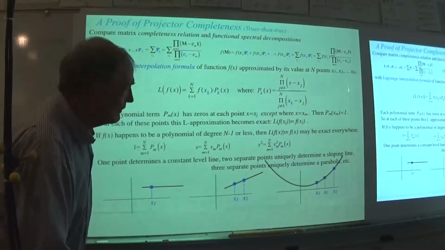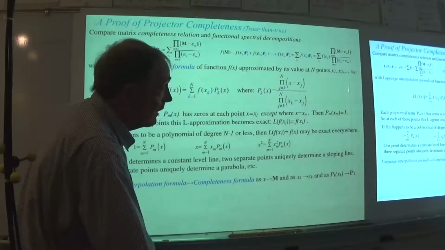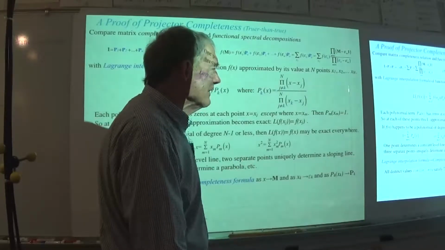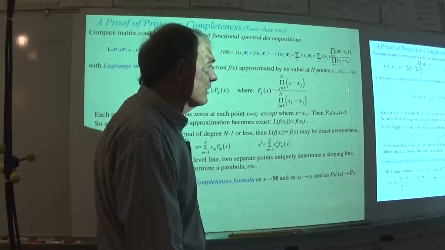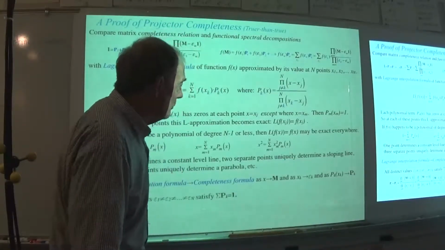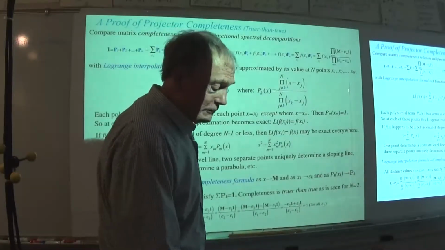Okay? That is the best I can do right now for getting a proof of the completeness. The proof shows what's going on. All distinct values satisfy that sum, as I say. Truer than true. You can see with just 2 by 2. You just work out 2 by 2 and see what you get. Yeah, it works. Well, that was what I was doing before.